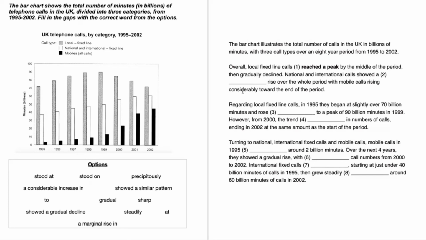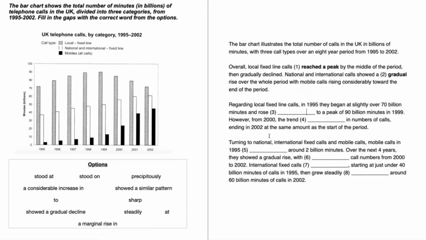So if we're looking at national and international, that is the white, and we see what type of rise. Is it sudden, is it sharp, or is it gradual? And as you see, it is gradual because it increases very steadily, both mobiles and national and international. And so the correct answer here would be gradual.